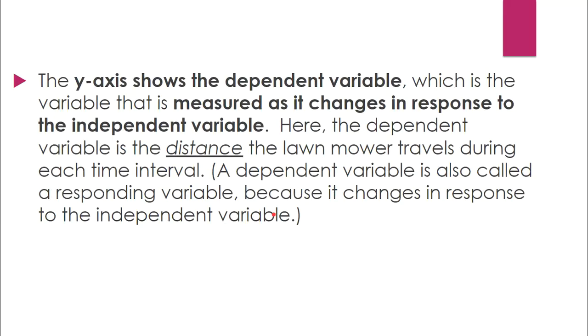The y-axis shows what's called the dependent variable. The dependent variable is the variable that is measured as it changes in response to the independent variable. Here, the dependent variable is the distance the lawnmower travels during each time interval. A dependent variable is also called a responding variable because it changes in response to the independent variable. It's important to know the difference between independent and dependent variables.